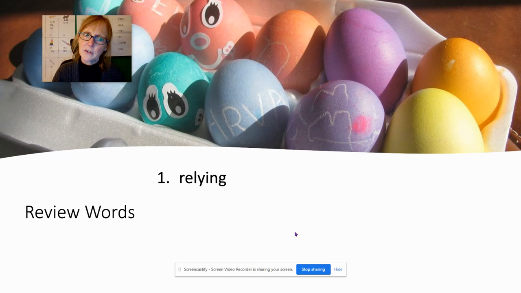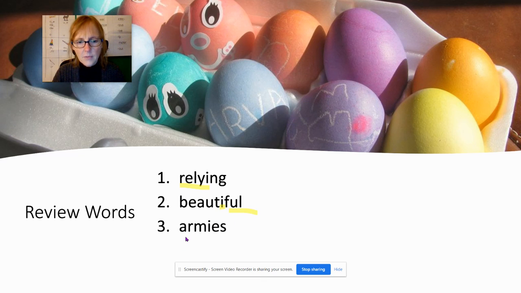Here are your review words. Relying: here's our base word rely, just add the ing. We can't change that Y because we're starting our suffix with an I. Beautiful: remember beautiful comes from beauty, so we changed the Y to an I and then added FUL. Armies: again, we changed the Y in army to an I and then added the ES here. Satisfied: again, we have sat, is, fi. This was a Y, change it to an I and add ED.